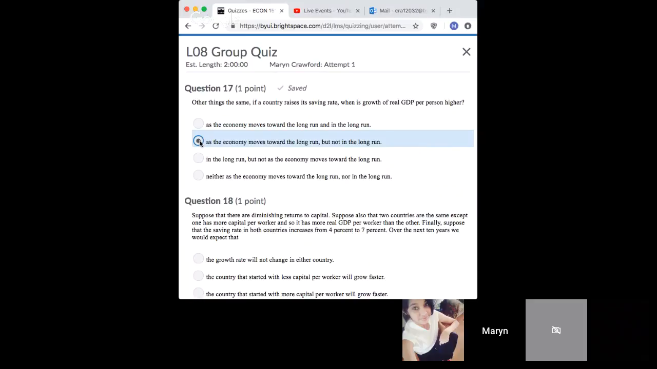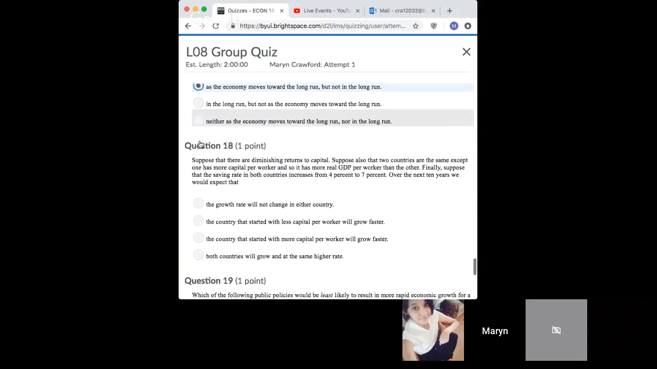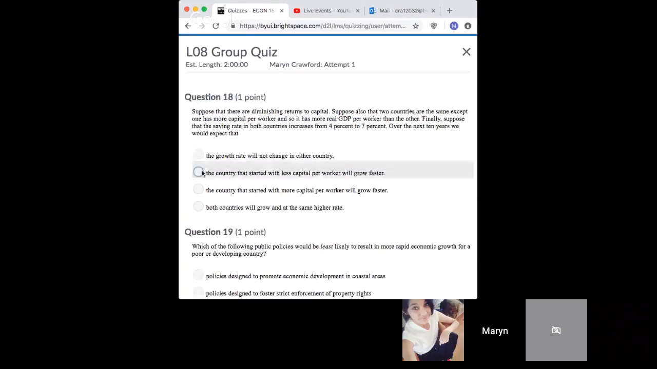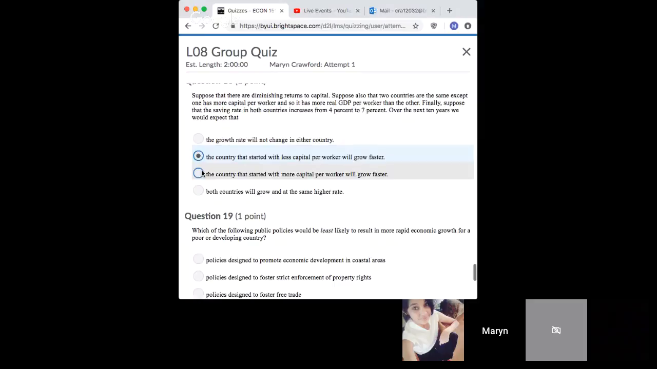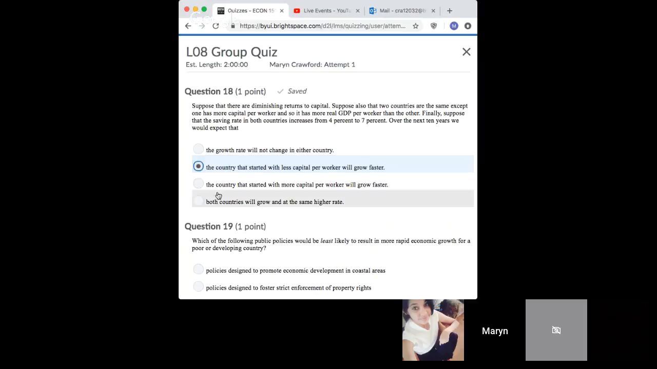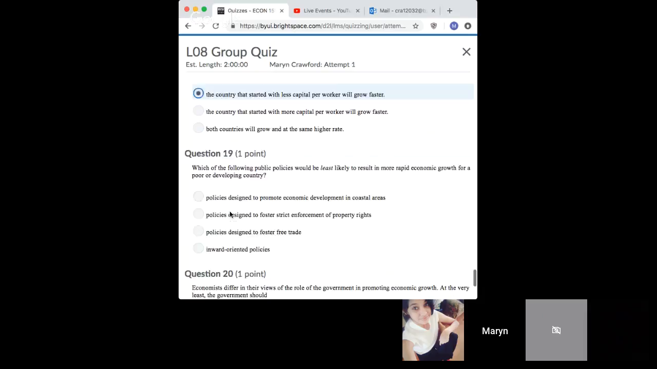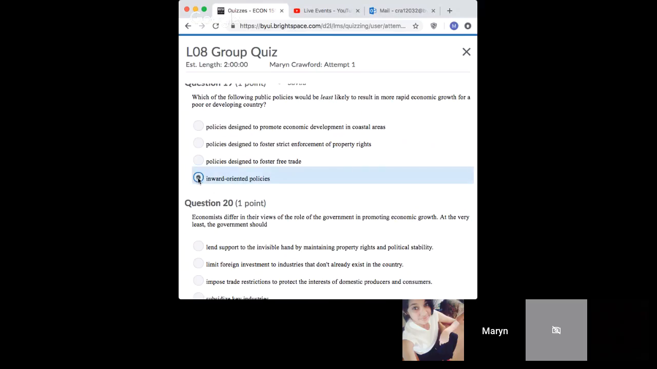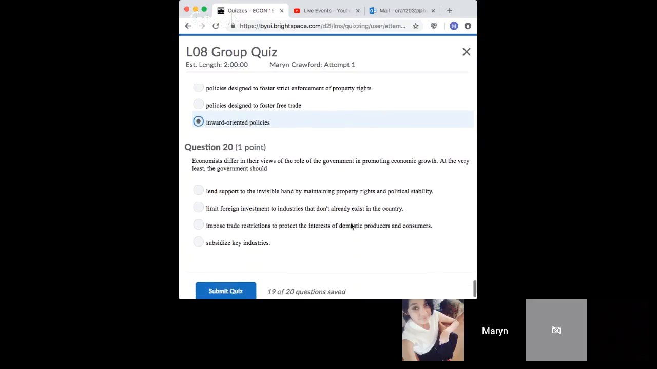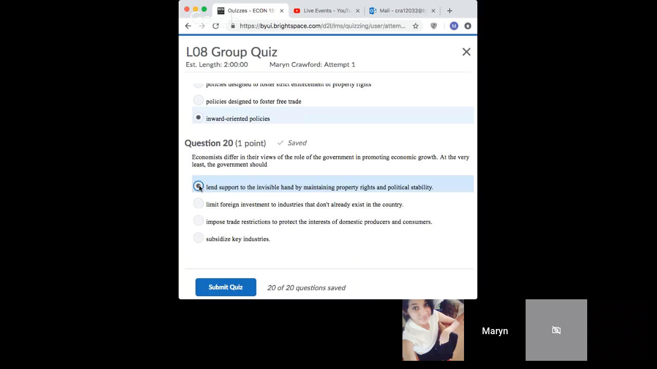Okay. 17. I got B for 17. Me too. So did Jenny. And then we also got B for 18. Yes, so did I. I feel like that's something I just had to memorize because I wouldn't have thought that. Right. 19. I got D. Yep. Us too. And 20. I got A. Yep. Cool. Jenny got C.